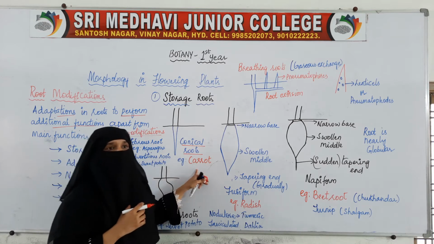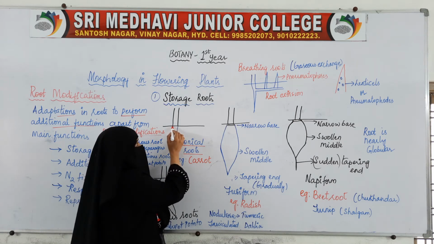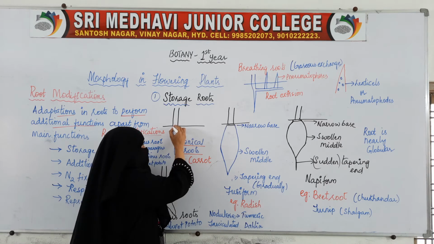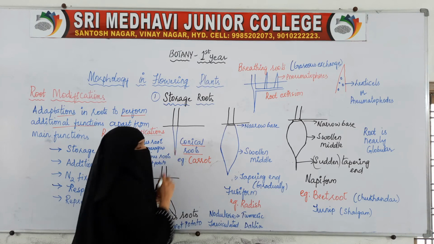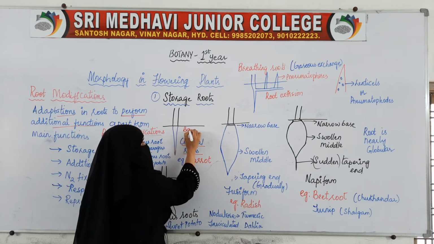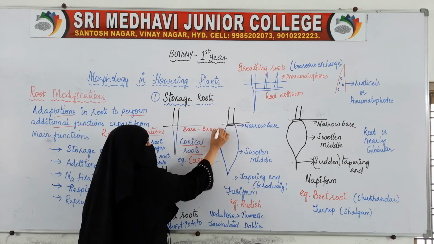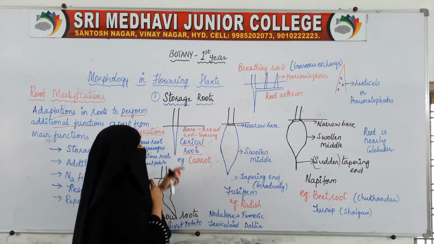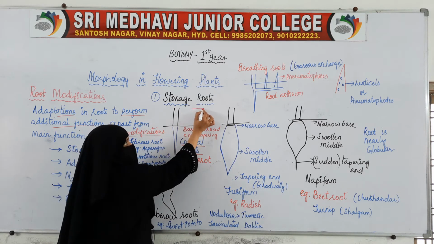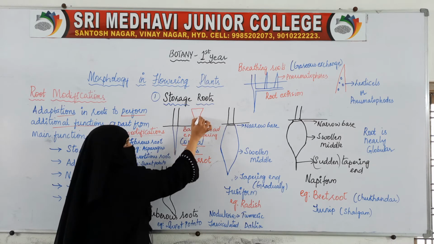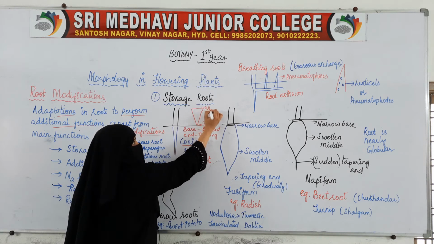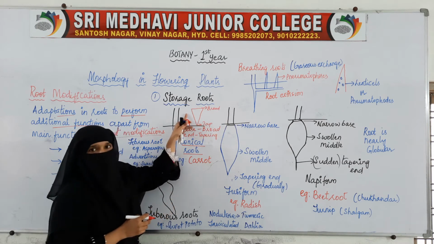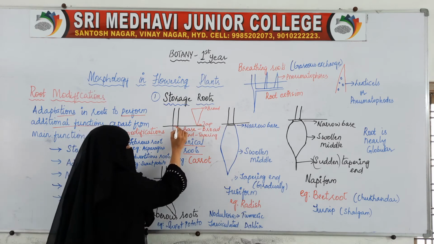The example is what we see in carrot. Here the base will be broader, and it will slowly taper, and near the end the base is broad and the end will be tapering. So it forms a broad base, and a gradual tapering will be seen. It forms which shape? Cone shape. So this is cone shape.